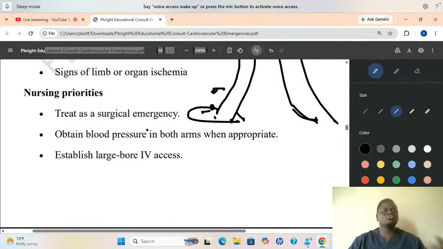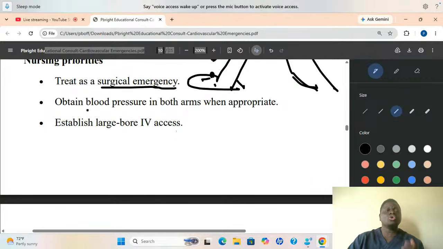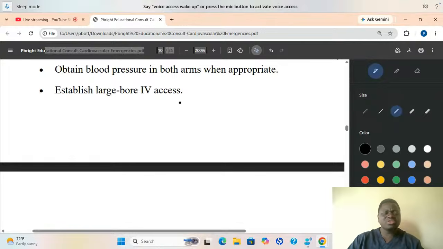So what do you have to do? The nursing priorities. Treat this as a surgical emergency. Activate the rapid response code. Obtain your blood pressures in both arms. Large bore cannula. Gauge 14, 16, 18, 20.